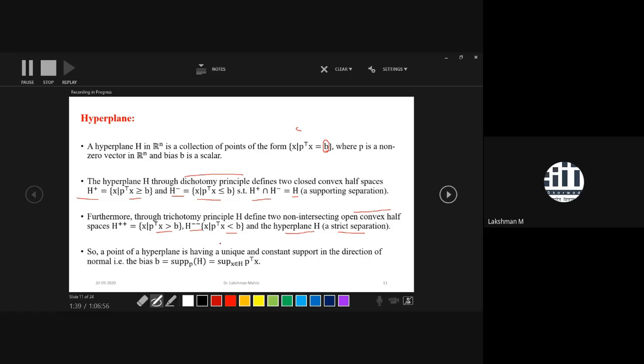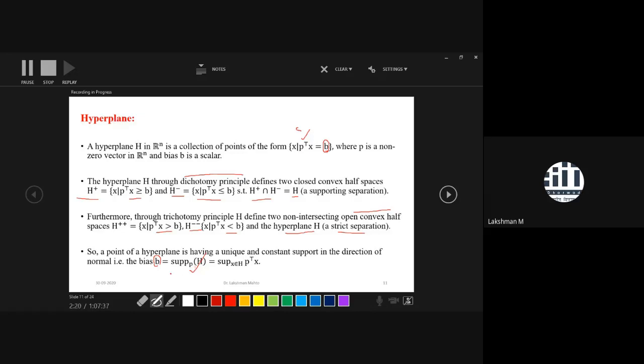Here I would like to recall what b is. Bias b, you can call it the support of the hyperplane in the normal direction. p is the normal direction of the hyperplane. You also need to know the geometrical significance of b. Bias b is the support of the hyperplane in the normal direction. If you change the direction, you will get a different support, but that we don't need. We have a normal to the hyperplane, and with respect to that normal direction we try to find the support of the set. So that is the support.